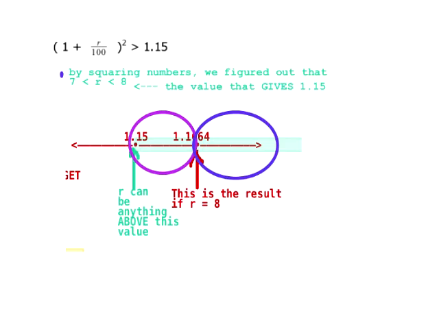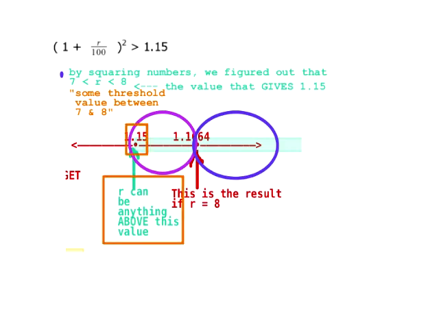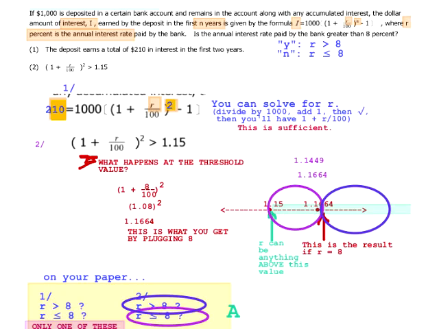So, some threshold value between 7 and 8. So that would be this value, and that's why it's still insufficient. We definitely don't know that we can get it, because we can't get it. The second statement is not sufficient.